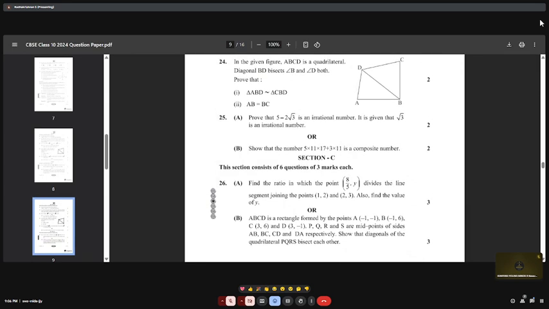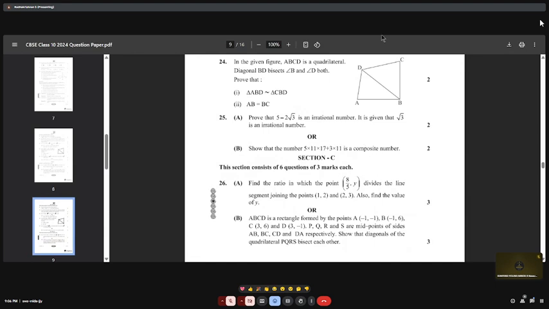Okay, look at 25B, and that is the last problem of the day. Problem number 25B. 5 into 11 into 17 plus 3 into 11. Prove that it is a composite number. Composite means it is not prime. It can be represented as a multiple of 2 or more primes. And that is called a composite number.